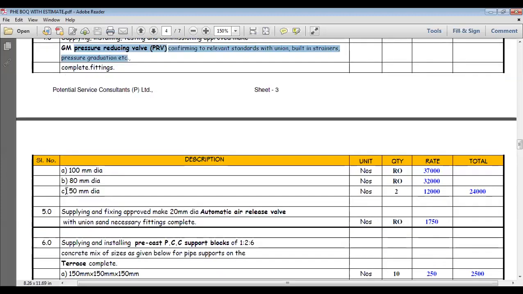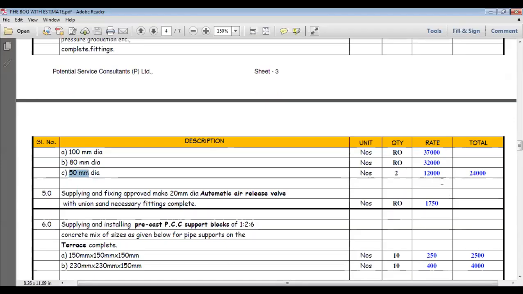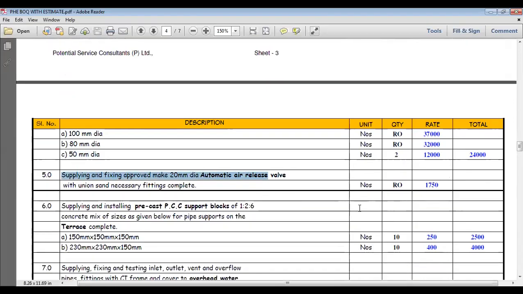100 mm dia, 50 mm dia, so 80 mm dia, 50 mm dia, they are using. So that range also we have approximately here. And the automatic air release valve, automatic air release valve also we have to put.